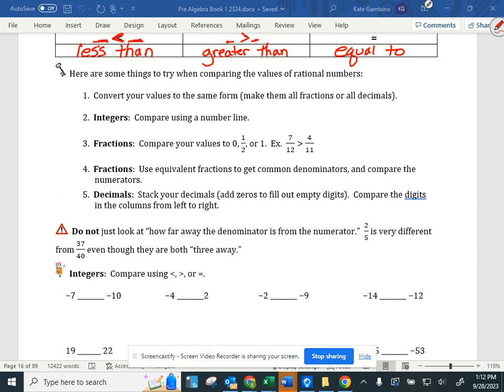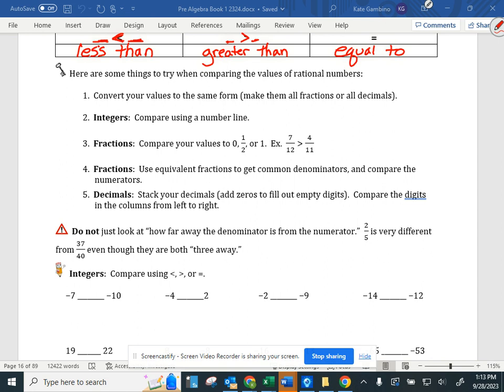Number two, integers. Compare them using a number line. Positives and negatives. Think about where it is on the number line. Especially with those negative numbers. We know 10 is bigger than 7, but what if they're negative numbers? Remember, the farther to the left we go, think about that thermometer when we are going down, down, down. Negative 40 is a smaller number than negative 5. Negative 5 is warmer, so it's a bigger number. The warmer the number on the thermometer, the greater the value. The colder the number on the thermometer, the smaller the number.